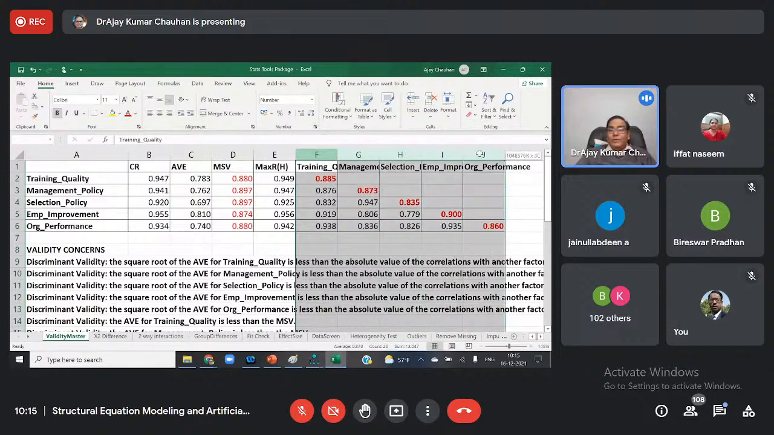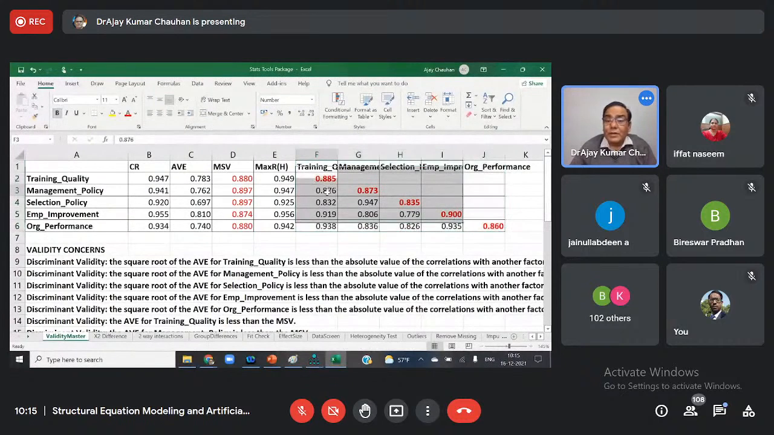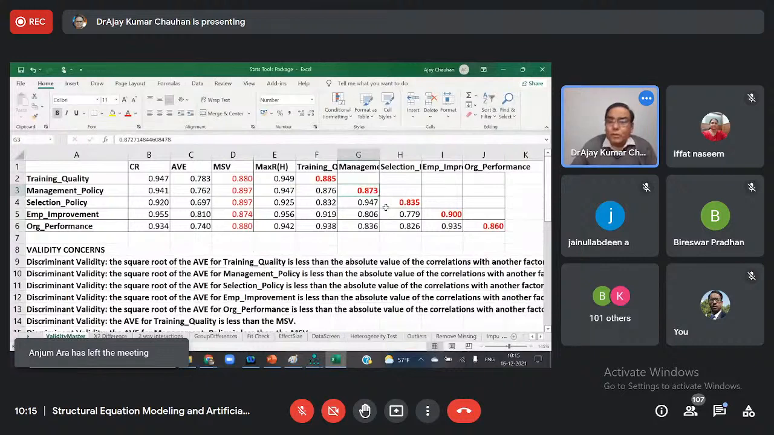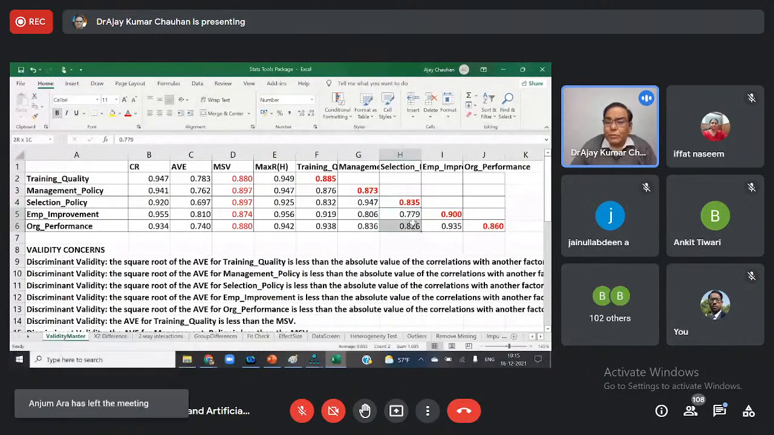If you see, this table is known as the Fornell-Larcker criteria. In this table, all the red values should be greater than all other values. For example, 885 should be greater than all these. 873 should be greater than all the three. 835 should be greater than all the two. This value should be greater than all these values.